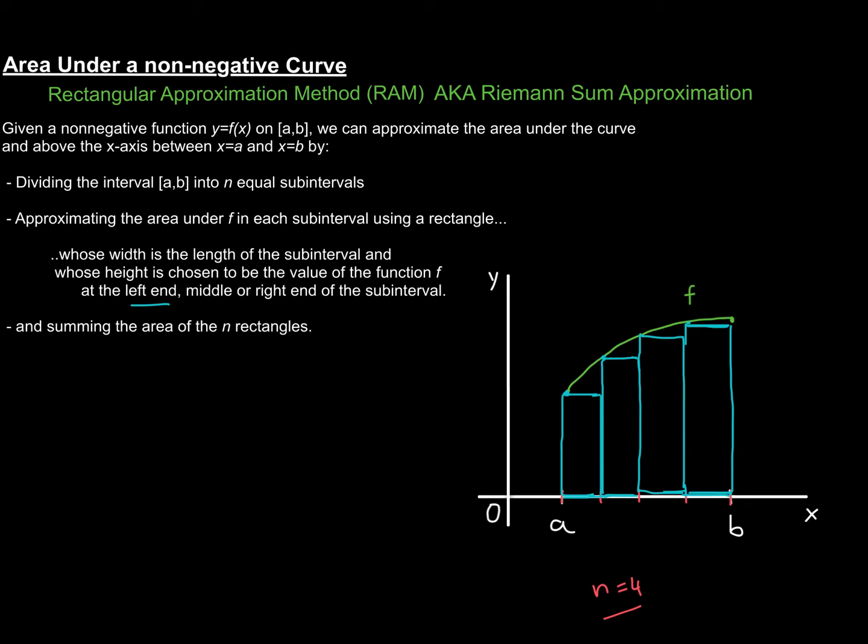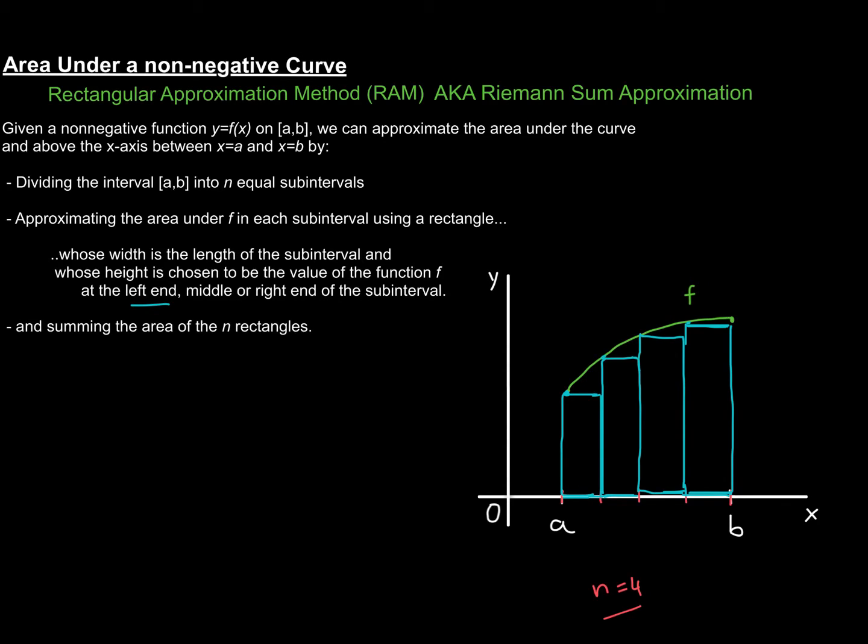Now all that's left to do, of course, is sum the area of each of these rectangles, the n rectangles, together. And before we can do that, we need to discuss briefly how you will actually compute the area of each of these rectangles. You'll need to be able to find the height and the width. Let's discuss the width first.